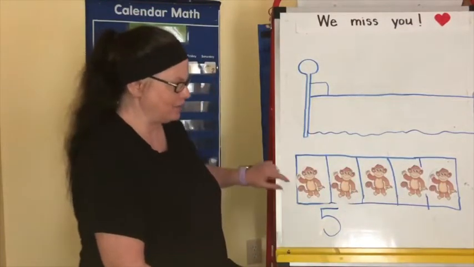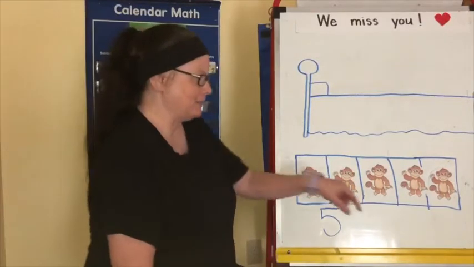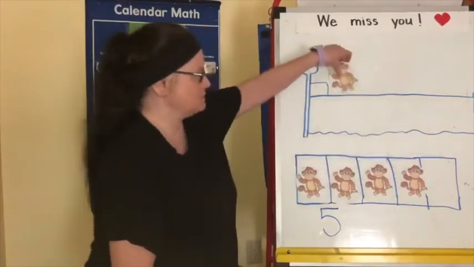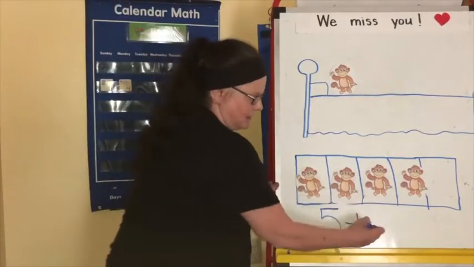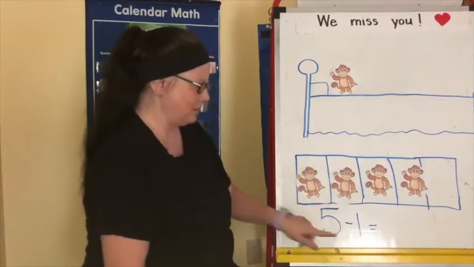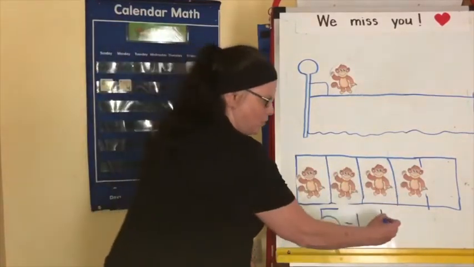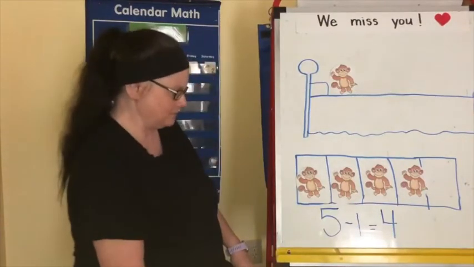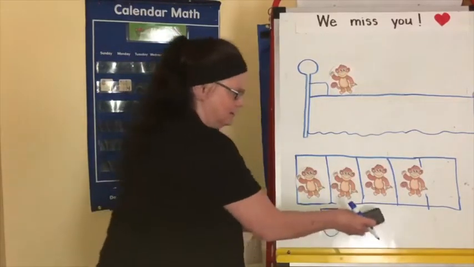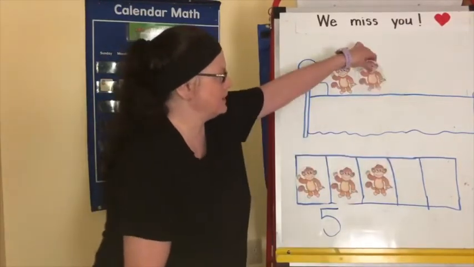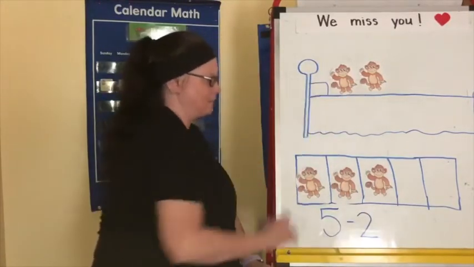So I have 5. Now, these monkeys that fell off the bed are going to get back up on the bed. So the first monkey jumps back up on the bed. I have 1 space. So 5 minus that 1 equals 1, 2, 3, 4. I have 4 monkeys on the floor. All right, now that other monkey's gonna jump up there. So now I have 2 monkeys up on the bed.